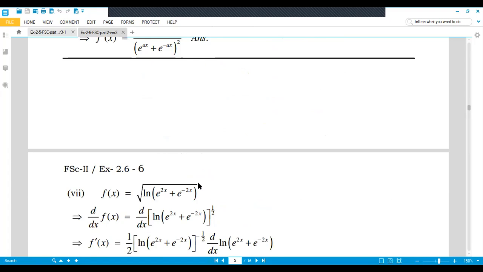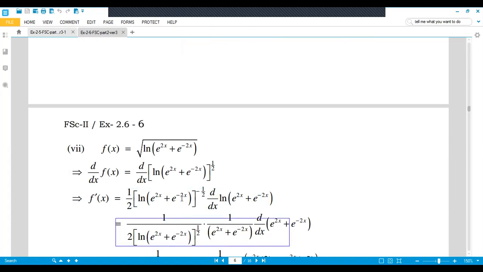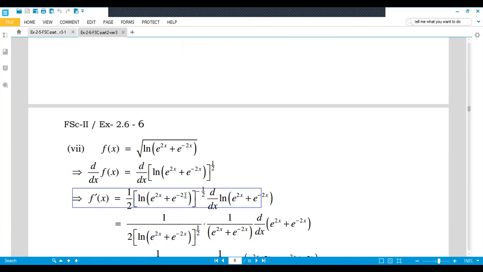Now come to the seventh part. It has natural log of e power 2x plus e power minus 2x, whole under root, that is, whole power 1 over 2. So when we take the derivative of this function, the power will come in the coefficient, and from the power we subtract 1, so 1 over 2 minus 1, we get minus 1 over 2, and then further the derivative without the power, natural log of e power 2x plus e power minus 2x. So this one we copy as it is.